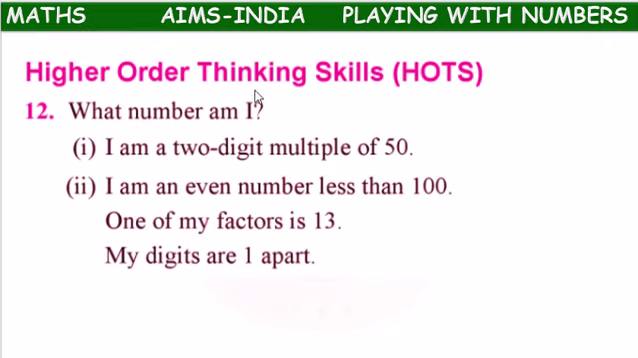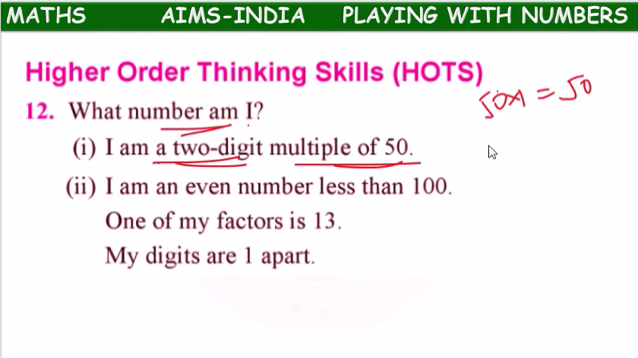Next, higher order skills, HOTS questions. What number am I? I am a 2-digit multiple of 50. Multiples of 50 means 50 one time, 50 2 times 100. They are asking 2-digit multiple. So 50 is a 2-digit multiple, 100 is a 3-digit multiple. So answer is 50. The 2-digit multiple of 50 is 50 only.